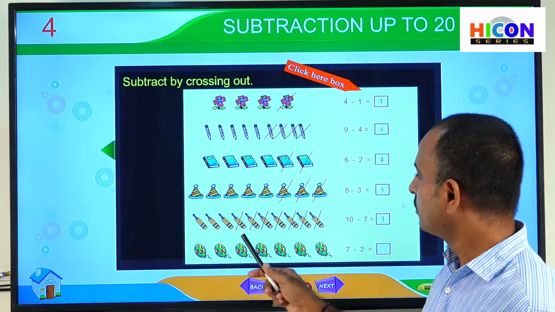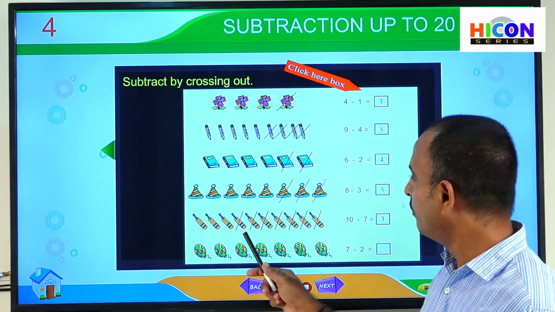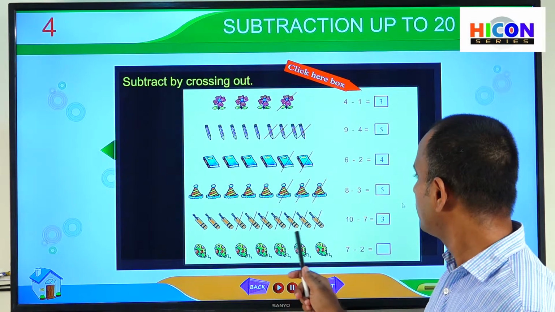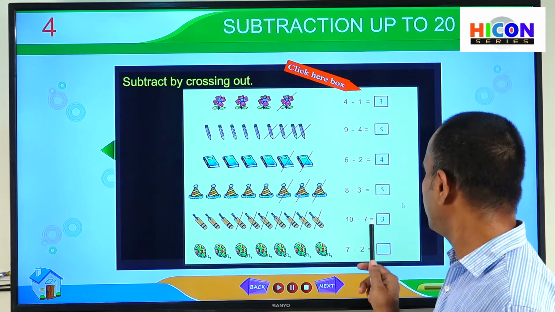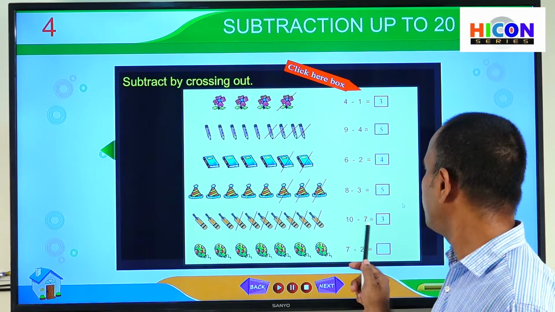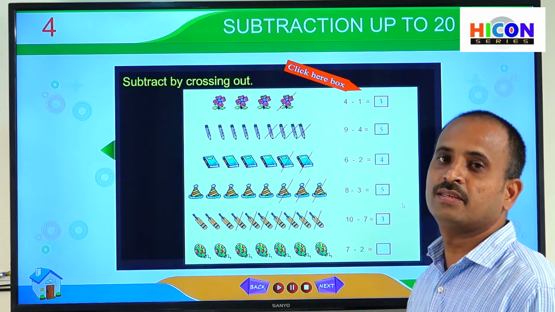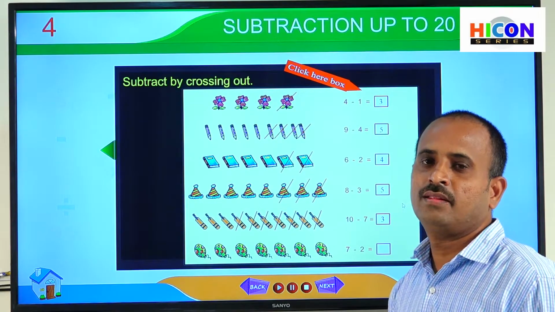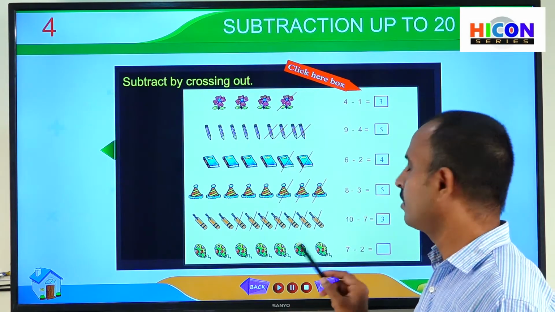Children, did you observe carefully? How many bats are crossed out here? 7 bats. Why? Because the second number is 7. The second number represents the number of bats we have to subtract, the number of bats we have to strike off.